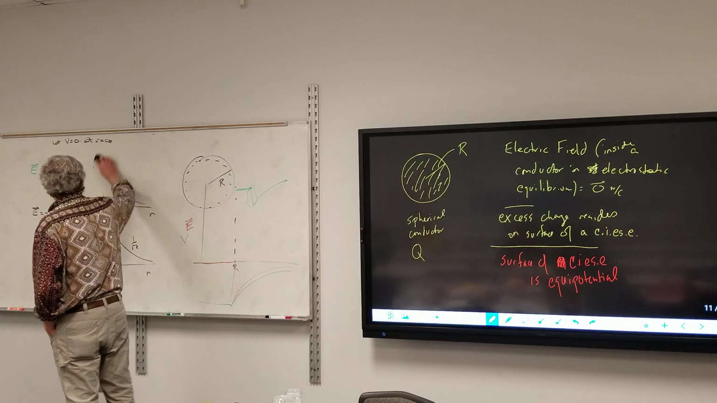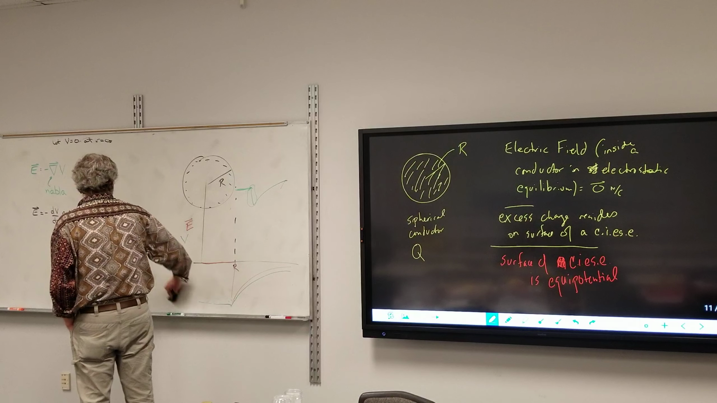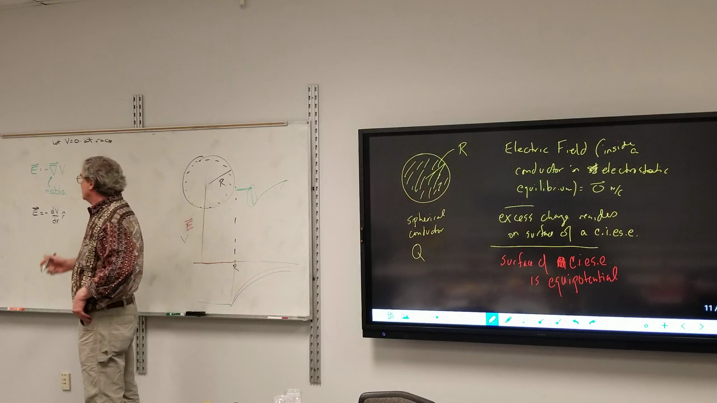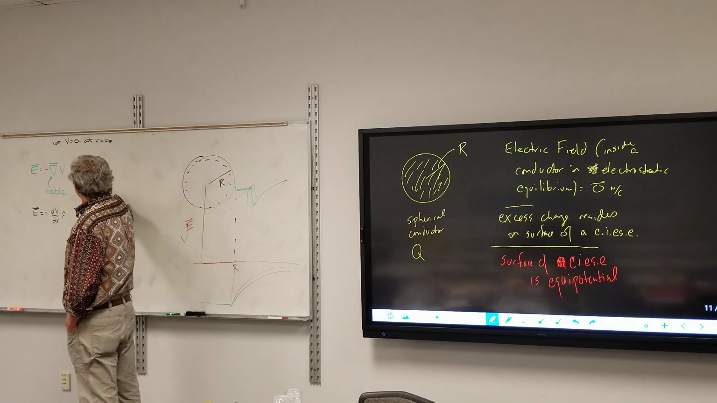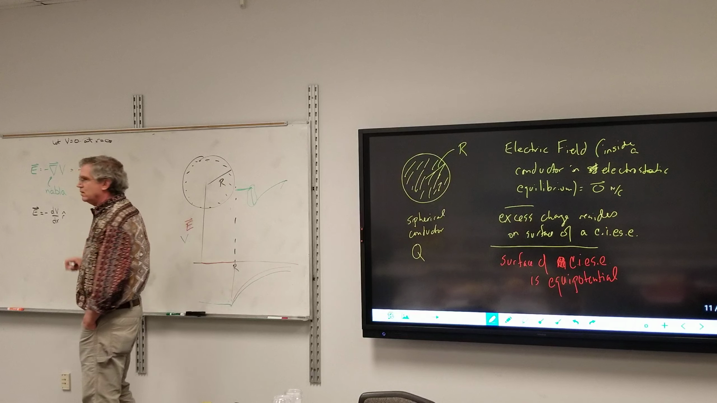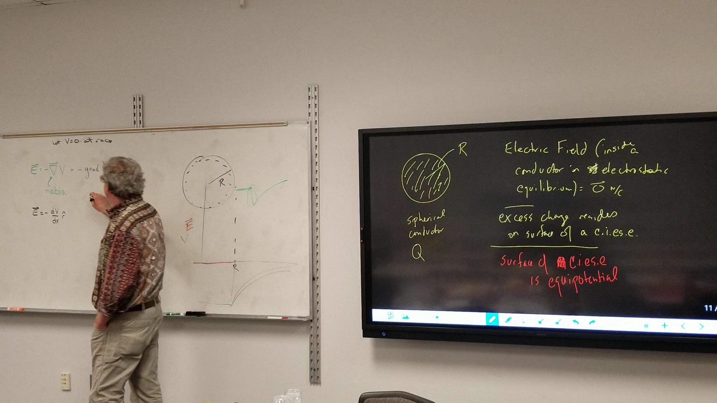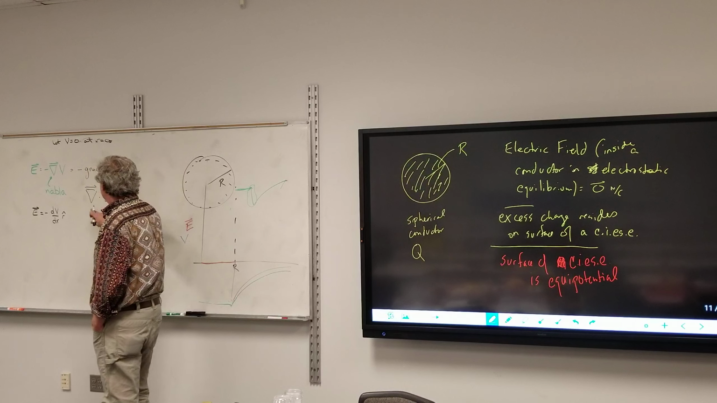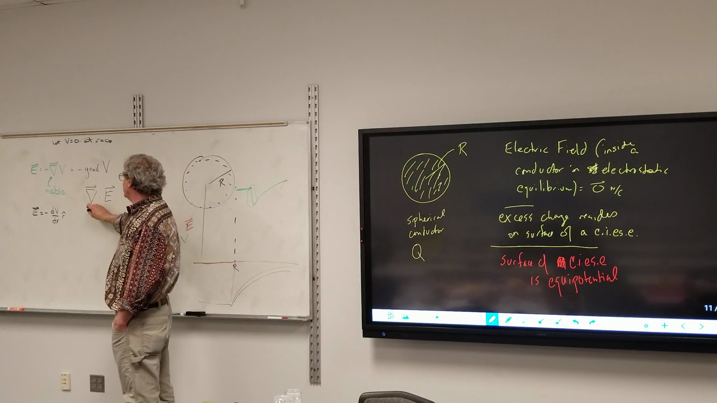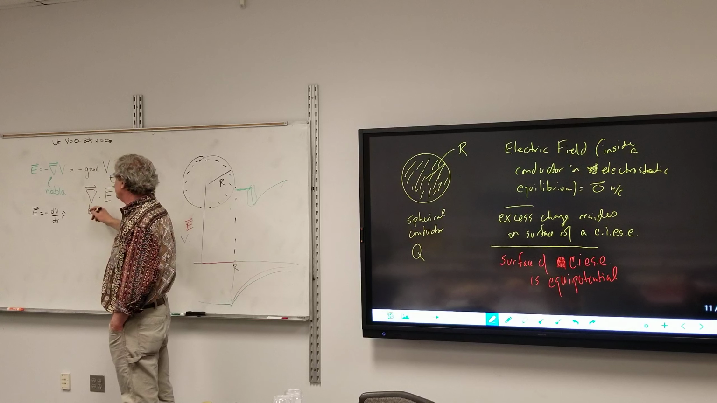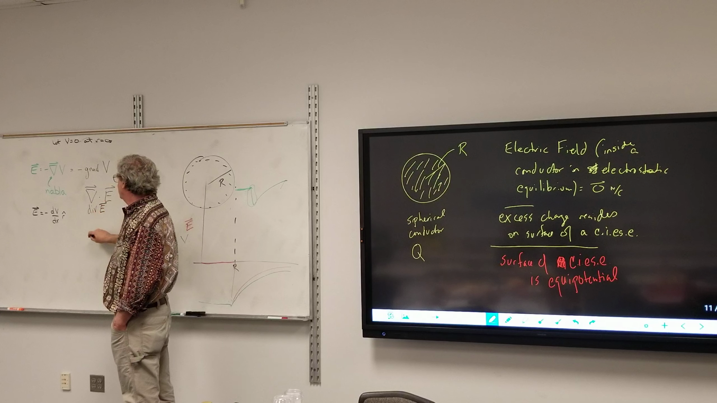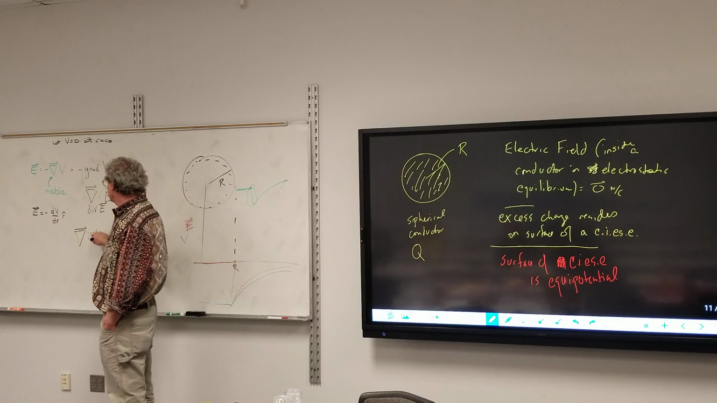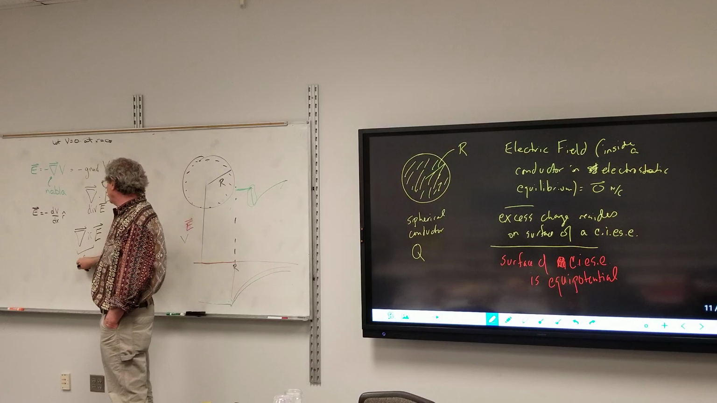This nabla, there are 3 major operations that you do with it. This is known as gradient. So this can also be written as negative grad V. There is the nabla dot something. When you're doing a dot product with it, this is known as divergence, or div E. And if you do a cross product, this is known as a curl.